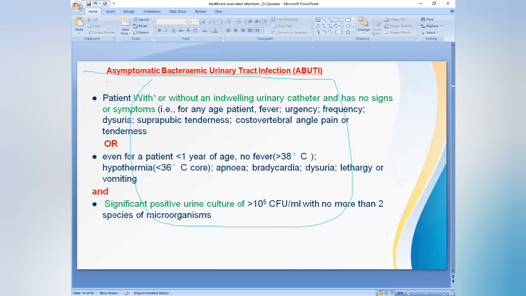But routinely, if a person is going for a urine sample, a significant bacterial count, that is 10 to the power of 5 colony forming units, with one or up to 2 species of microorganisms can be isolated. So catheter-associated urinary tract infection includes symptomatic urinary tract infections and asymptomatic bacteriuric urinary tract infection. According to CDC, the rate for catheter-associated UTIs we have seen is 0 to 5.3% in critical care units and 0 to 3.1% in inpatient wards.